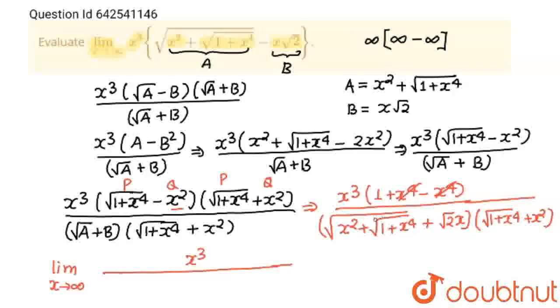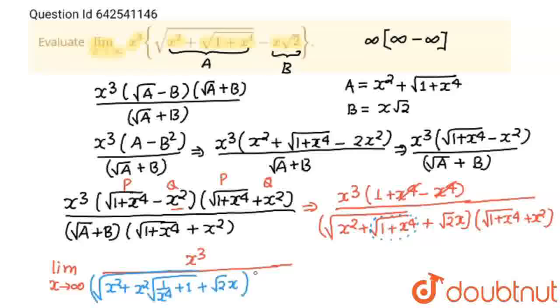See, from this inner square root, I am going to take x to the power 4 common. So when x to the power 4 comes out of this square root, there will be x square. Always remember there is x square. So inside the square root, this term will be 1 upon x to the power 4 plus 1 into x square plus x square, and this is square root, plus square root 2x.